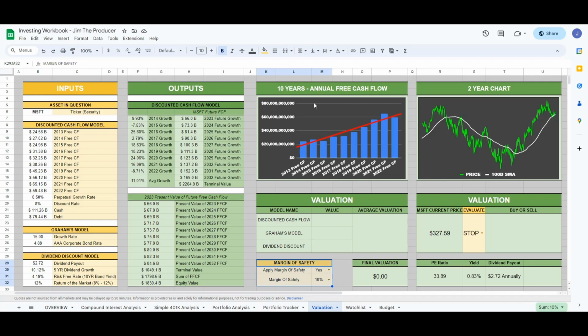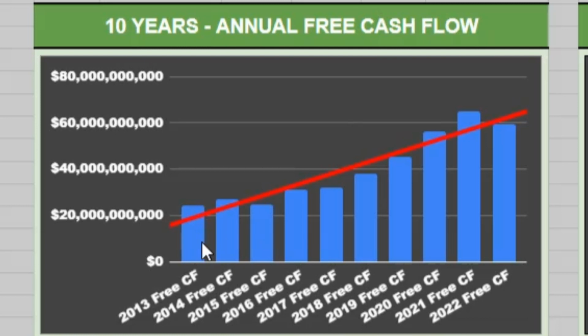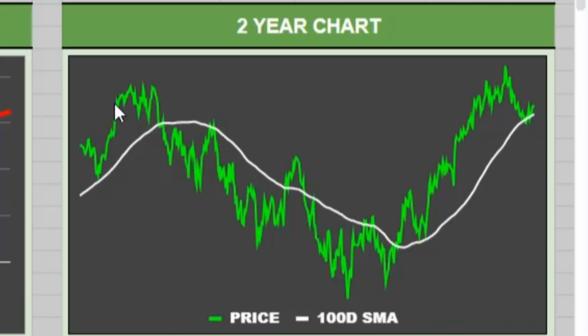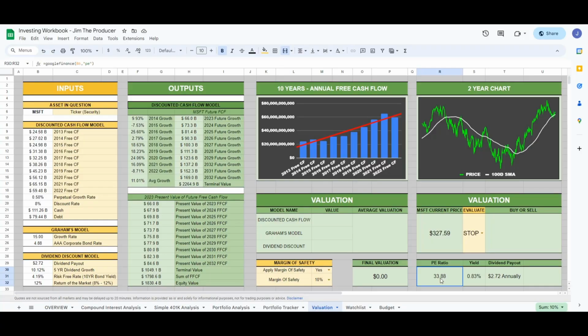So for Microsoft, you can see their annual free cash flow for the past 10 years has been up, with a slight dip recently here. And in the 2-year chart, you can see Microsoft did come down to the lows right here, and we're going to discuss that once we come to the final valuation. It's actually kind of interesting where the valuation ends up, but more on that later. PE ratio of 33.88, dividend yield, we saw that before, and an annual payout of $2.72 annually.